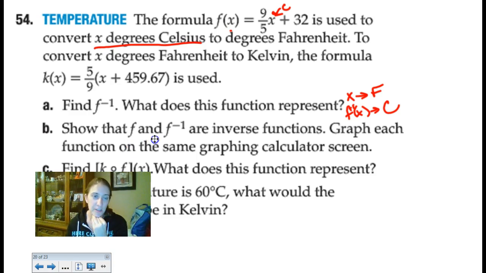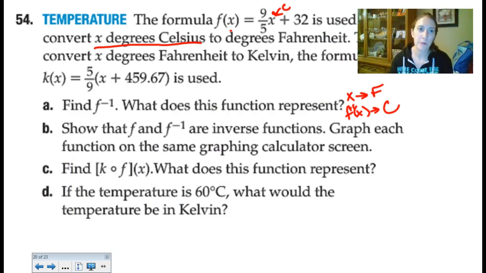The next question, and you're going to do some for your homework, but it says show that f and f inverse are inverse functions. So I want you to do the composition of f of f inverse and f inverse of f. And then they want you to graph them together to show that they reflect across the line y equals x. And then they're going to want you to compose k of f and figure out what that represents.